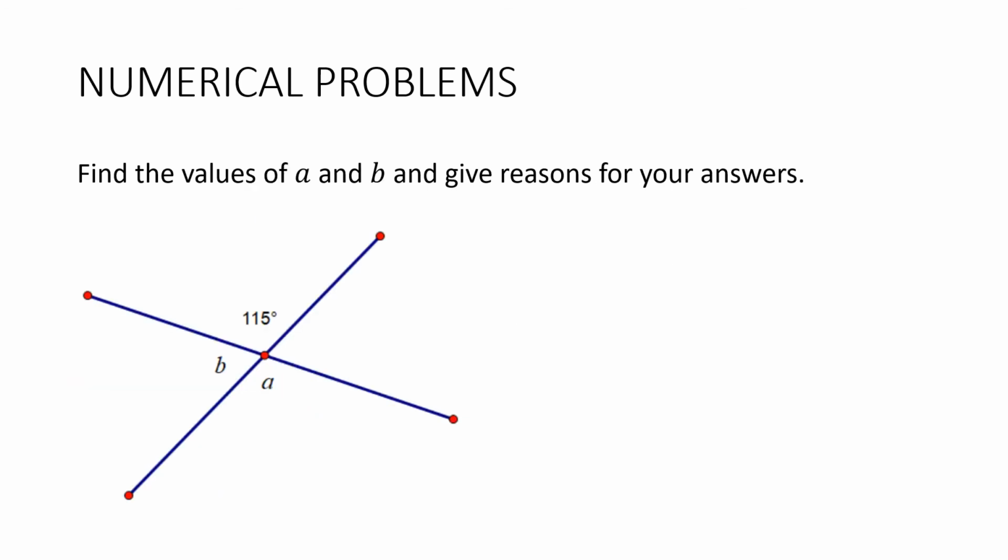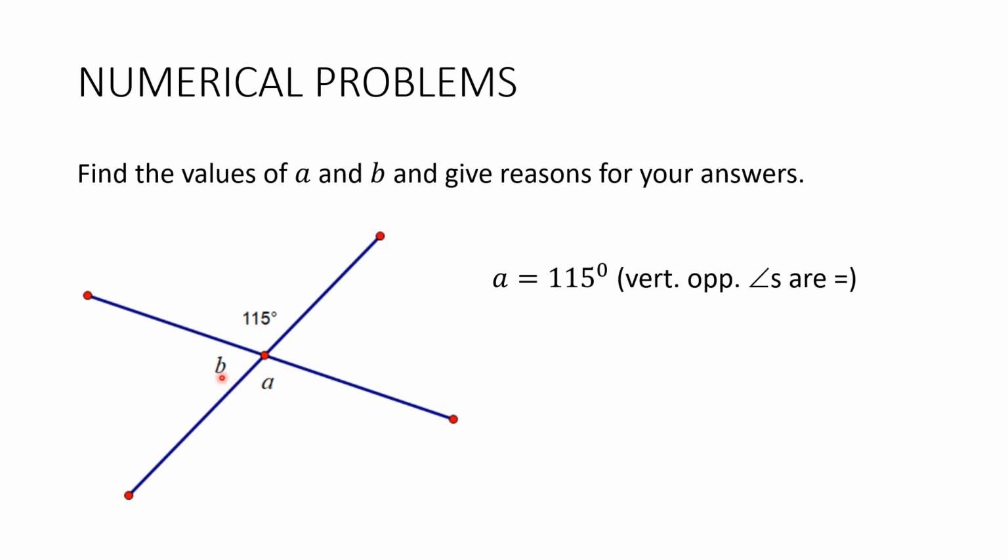And finally, find the values of A and B and give reasons for your answers. So in this case, we've got two angles that we need to find. Let's start with A. What sort of angles are these? Do you remember? They're vertically opposite and they're equal. So this is a pretty easy question. A is equal to 115 degrees. Have a look at the reason. Vertically opposite angles are equal.